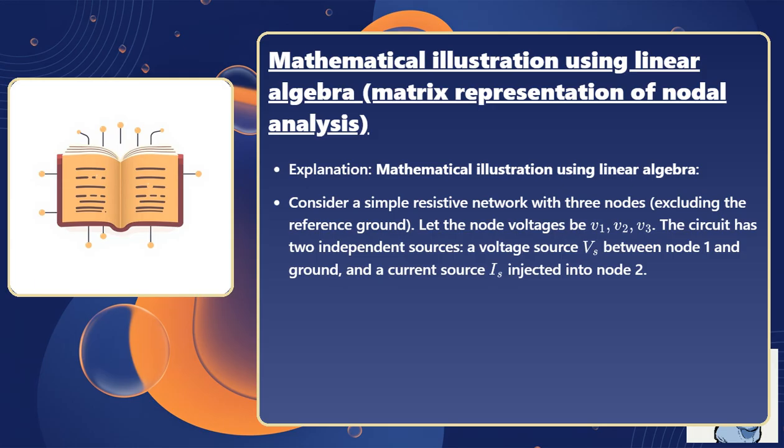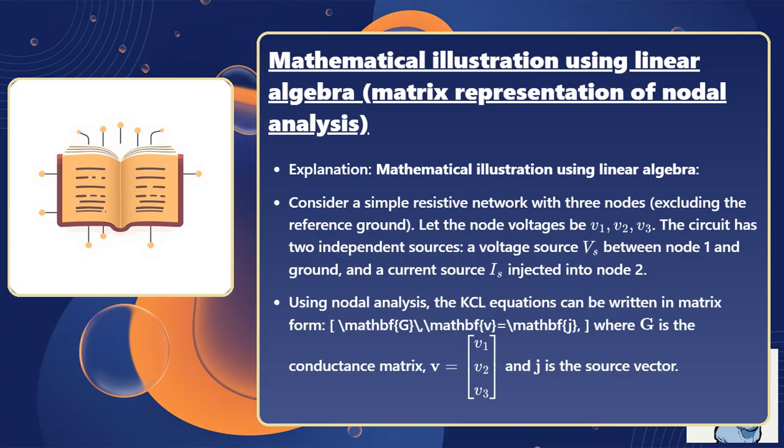Let the node voltages be V_1, V_2, V_3. The circuit has 2 independent sources: a voltage source V_S between node 1 and ground, and a current source I_S injected into node 2. Using nodal analysis, the KCL equations can be written in matrix form. G V equals J, where G is the conductance matrix, V is a column vector of V_1, V_2, V_3, and J is the source vector.